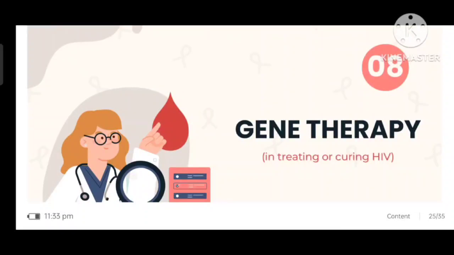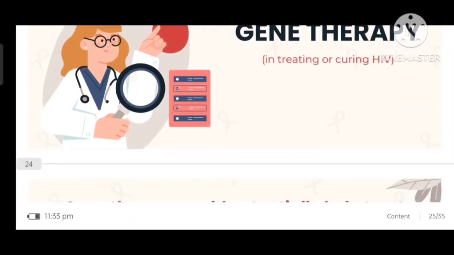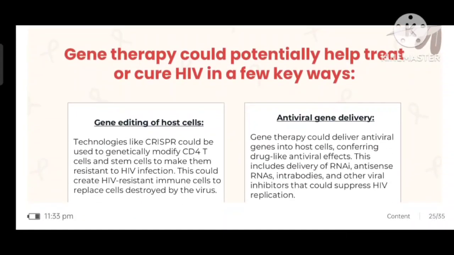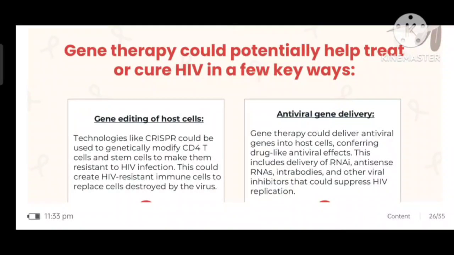As the advancement of the world and of technology continues, there are some findings, discoveries, or technologies that can be used to help cure diseases. Sure, HIV doesn't have a cure, but with gene therapy, we could use it as a treatment or a cure for HIV. There are some potential ways that gene therapy can help treat or cure HIV. First, of course, is the gene editing of host cells.